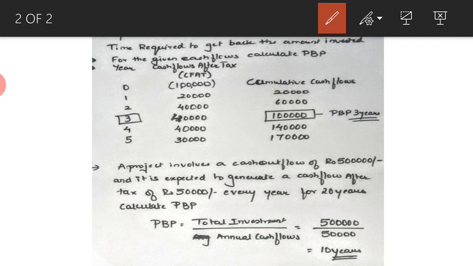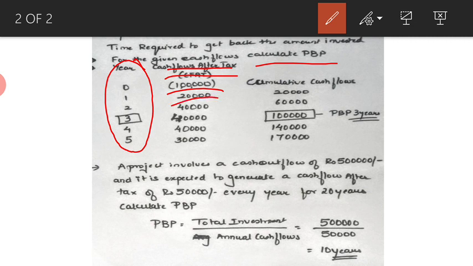First problem: for the given cash flows, calculate the payback period. So what is given to us? Years are given, that is 0, 1, 2, 3, 4, 5, and cash flows after tax are given, that is minus 10 lakhs. Anything in the bracket represents minus. So minus 10 lakhs, 20,000, 40,000, 40,000, 40,000 and 30,000.